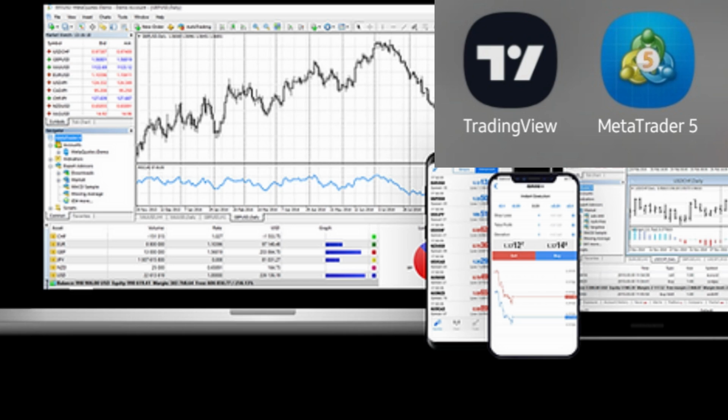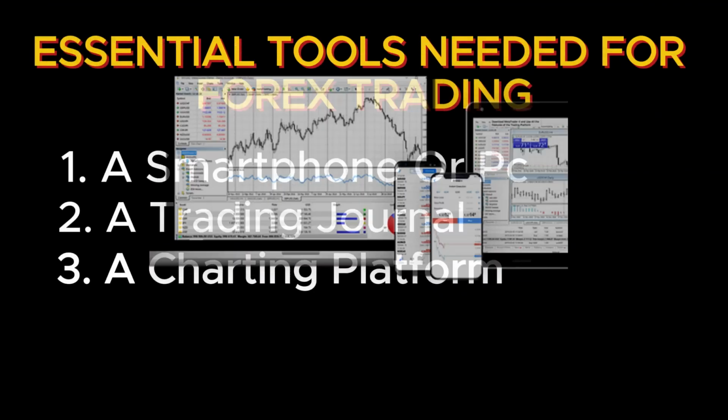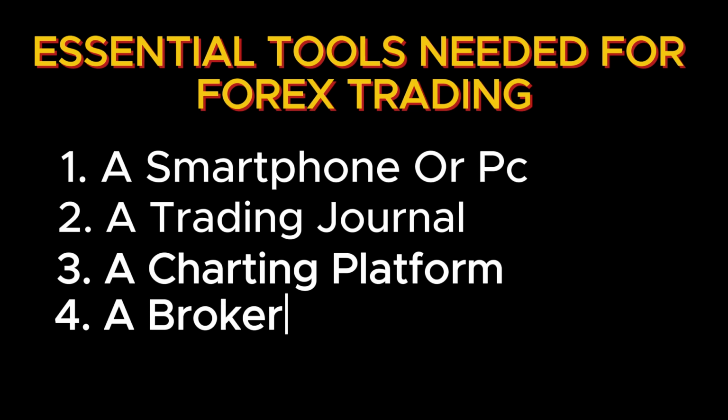I will connect my broker to MetaTrader 5. Then from there, I'll place my trade. The next one on our list is a broker. A forex broker acts as an intermediary between you and the interbank currency market. They provide the trading platform, access to currency pairs, leverage, and other tools and services.